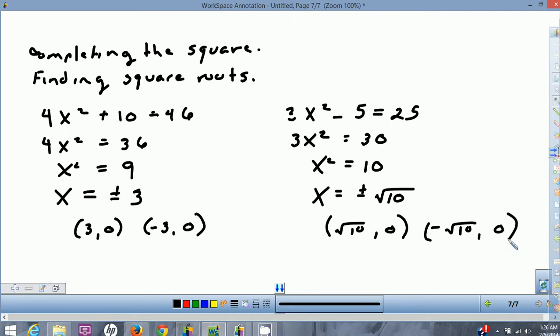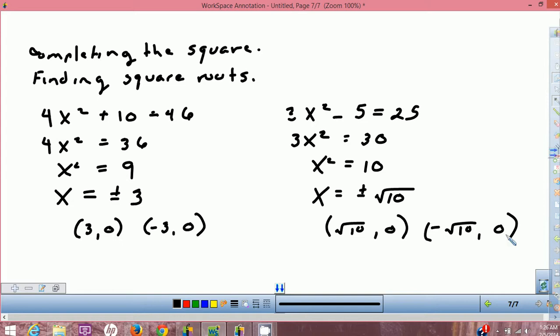It is far preferable in most instances, unless you're solving some real-life problem, that you leave those as radicals because they are exact answers, and not change those to some form of a decimal approximation.